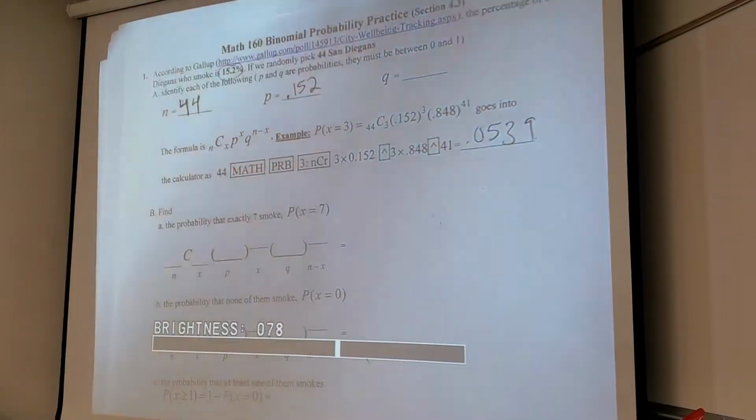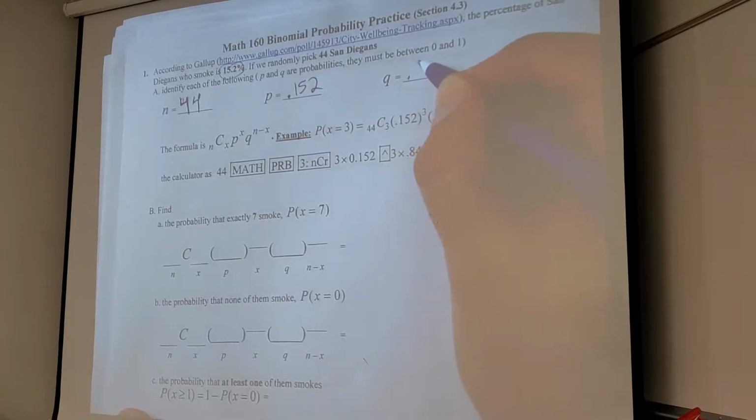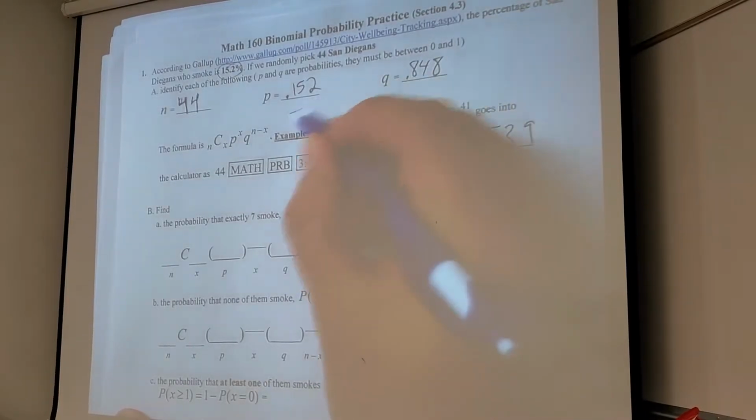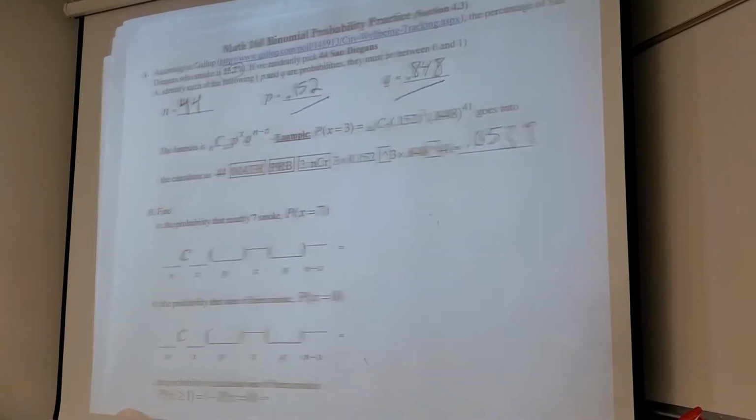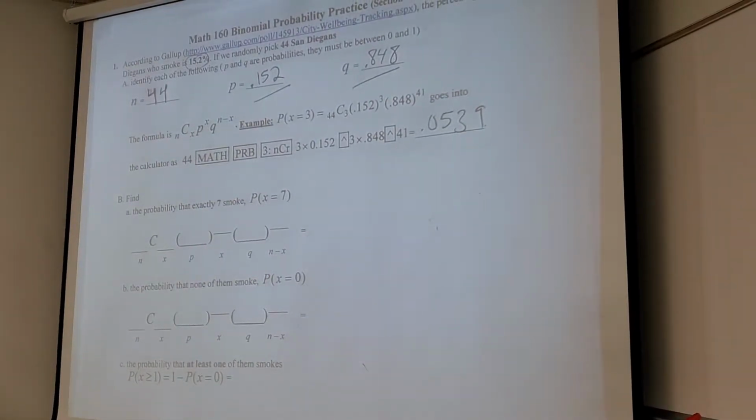All right. And so what's Q got to be? I kind of give it away, but oh well. So 1 minus this must be this. They get together, they got to make 1.